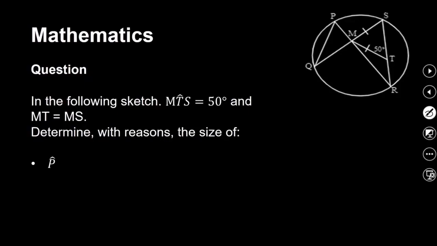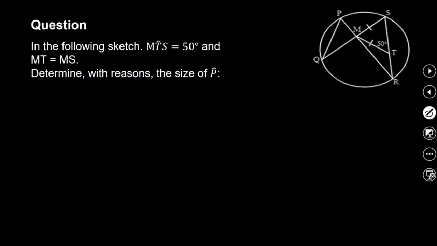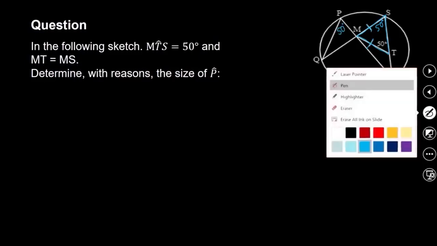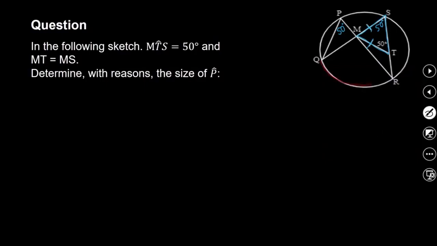So already with this diagram, I know that this angle here will also be 50 degrees, right? Reason being, this will be an isosceles triangle because already I'm told that these two are equal. So that's already 50 degrees as well. And if that is 50 degrees, this will also be 50 degrees because why? They are subtended by the same arc, right? This angle there and that angle there. They're subtended by the same arc.